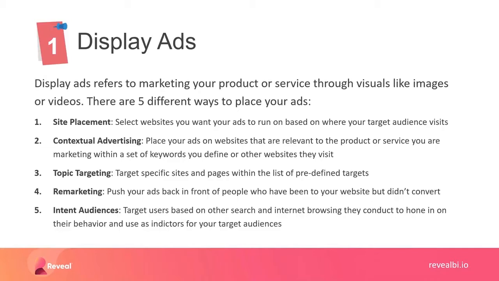So you've got site placement, where you select websites where you want these ads to go. Contextual placements place ads on websites that are relevant to the product or service you're marketing within a set of keywords, and that's always very important, as keywords, and we'll talk about that in SEO. Topic targeting, so specific pages with predefined targets.